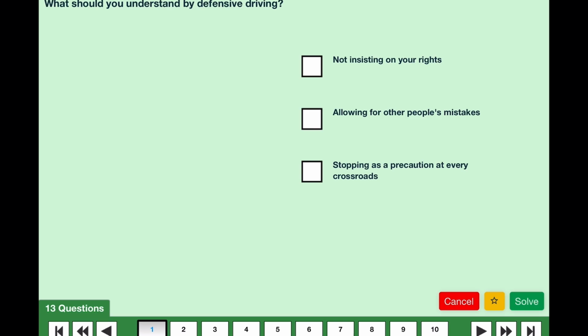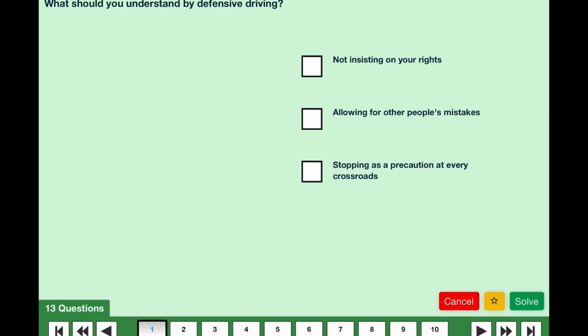Okay, so let's begin with question 1. What should you understand by defensive driving? We first have to know the meaning of defensive driving. As we know, defensive driving is a driving technique that drivers use to respond to potential hazards on the road. So let's move to the questions.